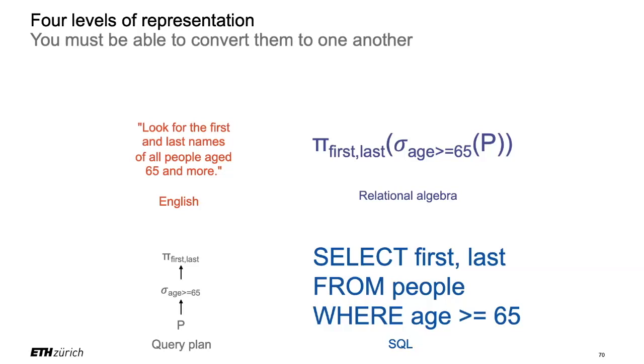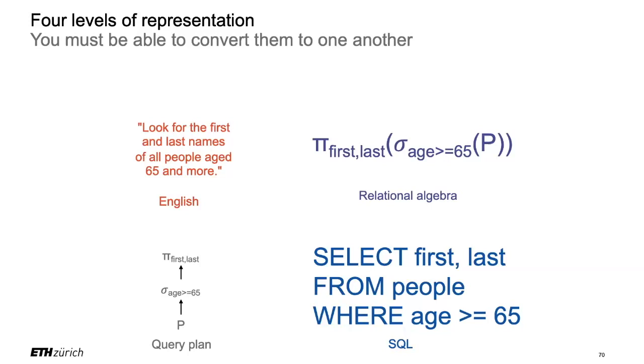So now, typically, what's going to happen in the exam generally and in terms of mastery of relational database management systems is that there are 4 different ways of expressing a query, 4 of them. The first way is in English. Look for the first and last names of all people age 65 and more. That's an English query. The one you could put in ChatGPT, actually. Nowadays, you can directly put that in ChatGPT. Then you have the SQL equivalent on the bottom right, select first last from people where age greater than or equal 65. And now you understand that SQL query, right? Now you know what it means. Then there is the relational algebra on the top right, pi first last of sigma age greater than or equal 65 of p. And then there is the query plan on the bottom left.